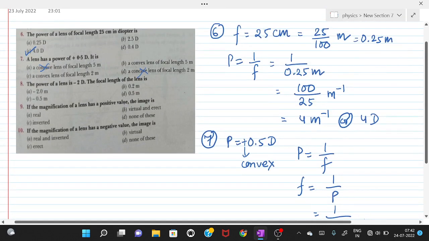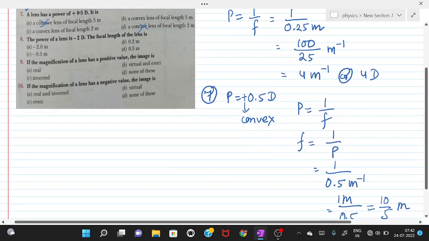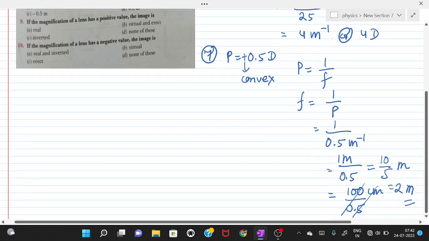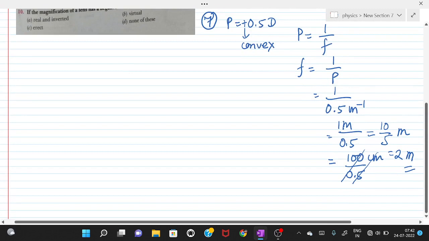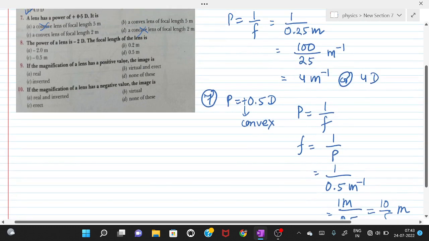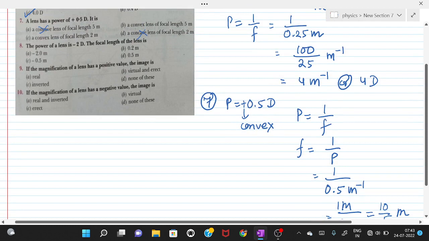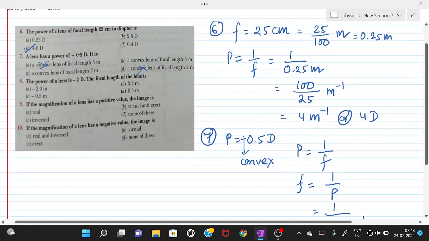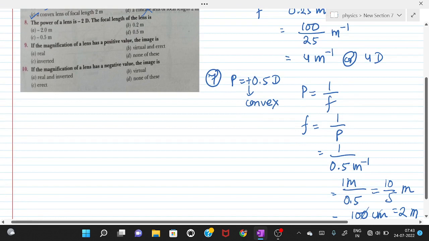Let's go with the options. 2 meter. I'm not getting any option with 2 meter. Wait a minute, I think I have made a mistake somewhere. Oh, sorry, yes. We are on question number 7, so the correct option is 2 meter, and the answer will be C. Option C will be correct: a convex lens of focal length 2 meter. I was actually reading the options of question number 8. Now let's go with question number 8.